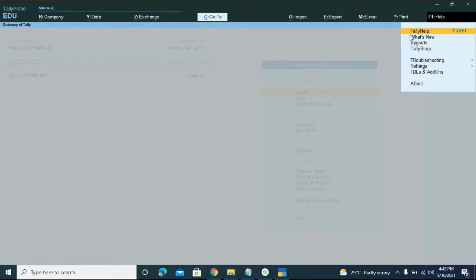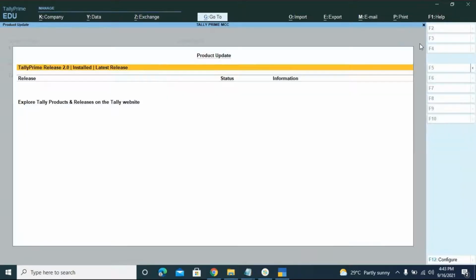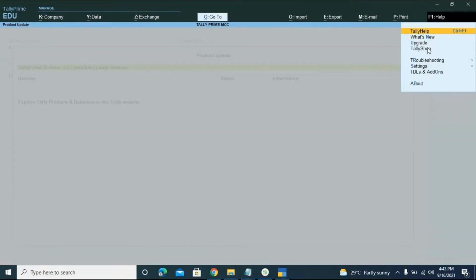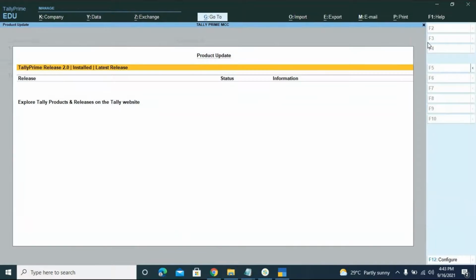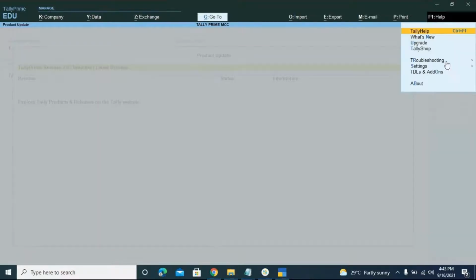Over here we have Tally Help, Tally New, what's new, any kind of upgradation you want. Right now it will give you the version of TallyPrime Release 2, which I had shown you in the previous session. And then we have Tally Shop. This also has been told, that in case we want any features to be upgraded, add-ons as we say, that can also be done with the Tally Shop.